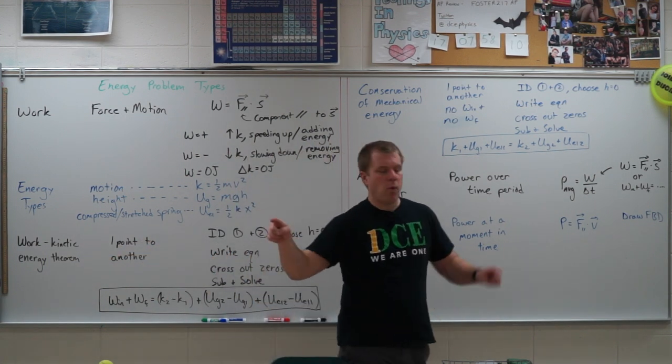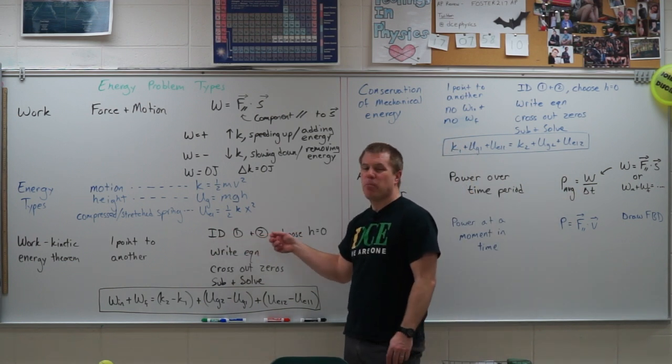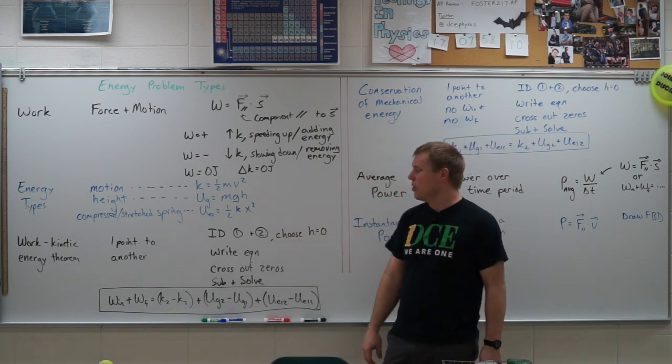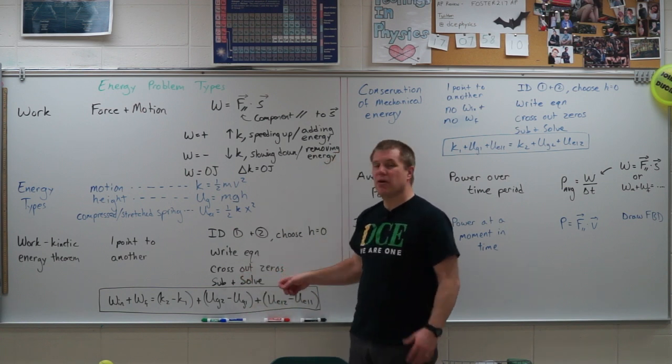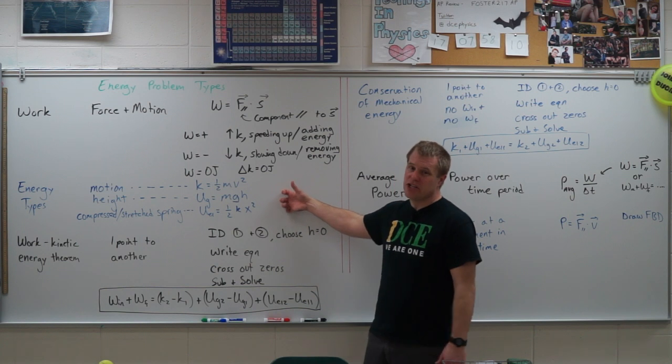We also can use the work kinetic energy theorem. This is if you're going from one point to another point. In order to do that, you need to identify point 1 and point 2. Choose where height is equal to 0. Ideally, it's the lower of the 2 points. You write out your equation here. You cross out anything that's 0, and you start substituting and solving using your energy types.